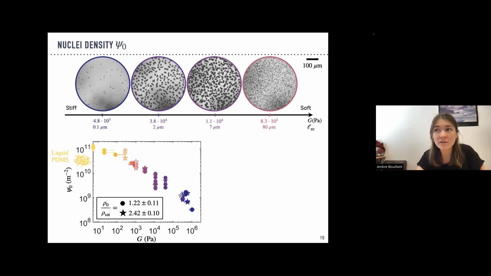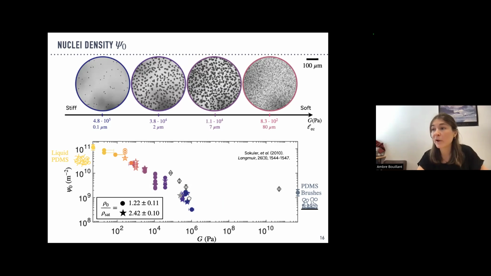And then I also reproduced this experiment on a very stiff substrate, where I just grafted polymer brushes, so PDMS brushes, on a silicon wafer. And so you end up with a nanometric layer that is infinitely stiff. And what we see is that we really have a smooth transition from soft to stiff. Just to compare with the data from the literature, they were also getting some initial droplet density close to the one that I measure, although we don't know if they measured it at the very early stage of the experiment or a bit later. Okay, so how can we understand this continuous transition from stiff to soft?